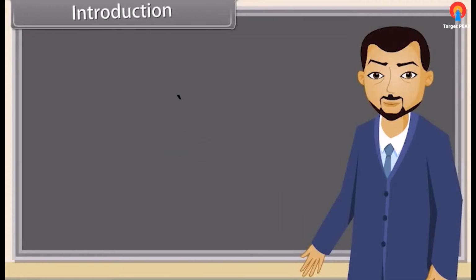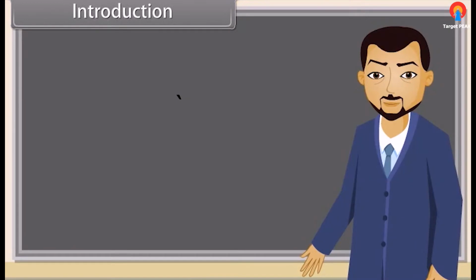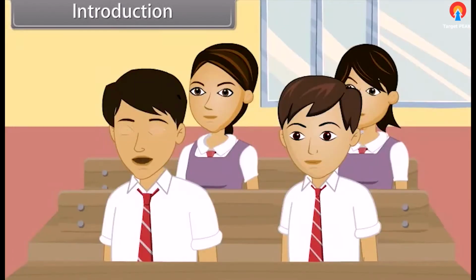Introduction. Can anyone tell what similar triangles are? Sir, similar triangles are triangles whose corresponding angles are the same, but whose corresponding sides may be of different lengths. Absolutely correct. Look at this triangle now. Which triangle is this? Right triangle.